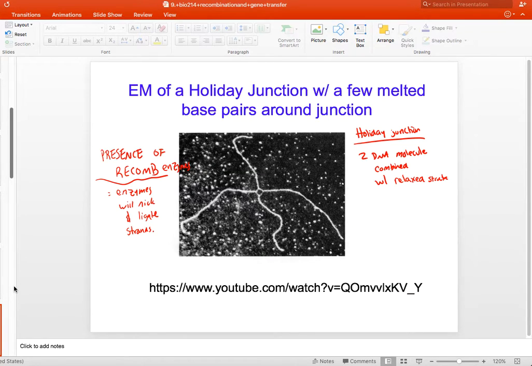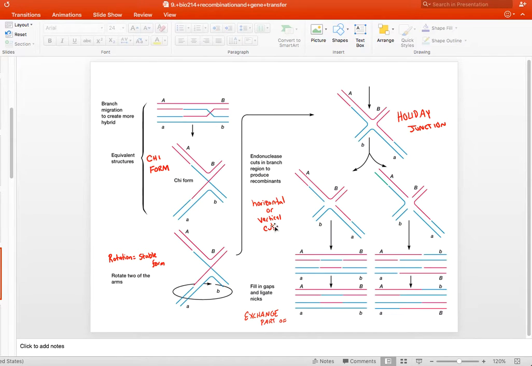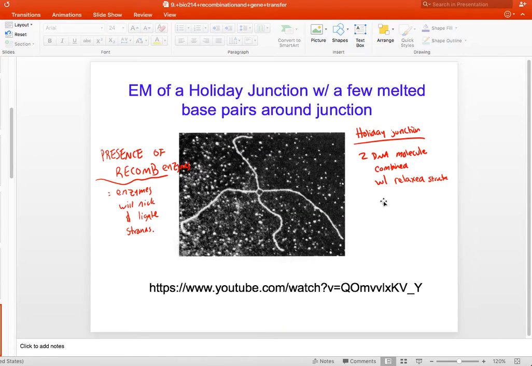So essentially, the steps are nicking of strands, exchange of DNA, rotation of the chi molecule, ligating the strands together, and then creation of the Holliday junction, and then endonuclease cutting these Holliday junctions vertically or horizontally. This is two DNAs combined with a relaxed structure.